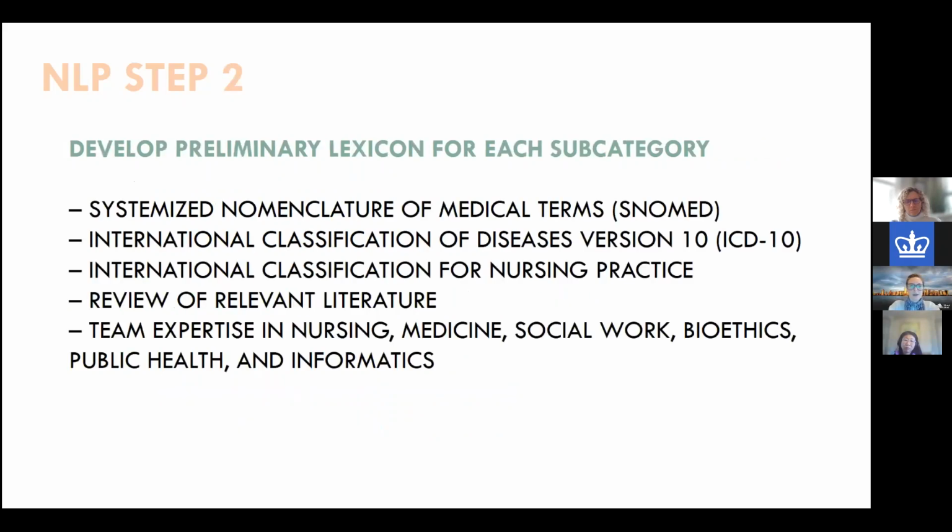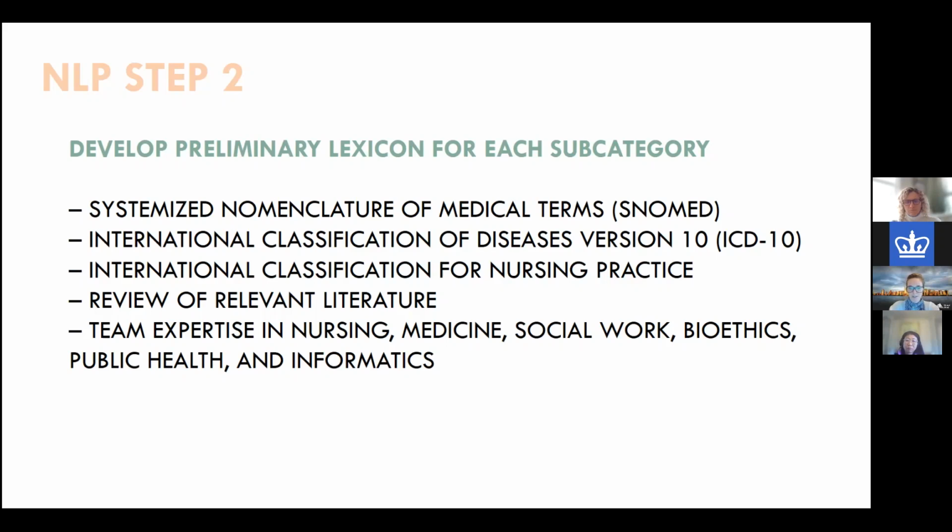So in the second step, we developed a preliminary lexicon for each of the subcategories that we identified. And we did this through a couple of different methods. The first is using some standardized terminologies, either from SNOMED, the Systematized Nomenclature of Medicine, or ICD classifications, or International Classification for Nursing Practice terms. But really, we did a lot of this through reviewing the literature and looking at terms and expressions that were associated with this patient population. And also we relied a lot on our expertise and experience with patients.